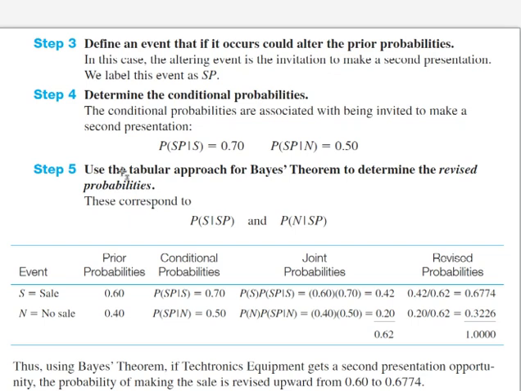Step 5. Use the tabular approach for Bayes' theorem to determine the revised probabilities. These correspond to P of S given SP and P of N given SP. For sale it's 0.6774 and no sale is 0.3226.